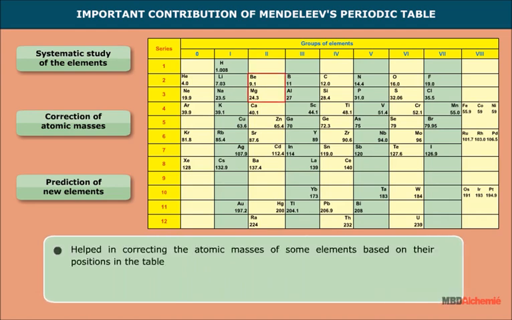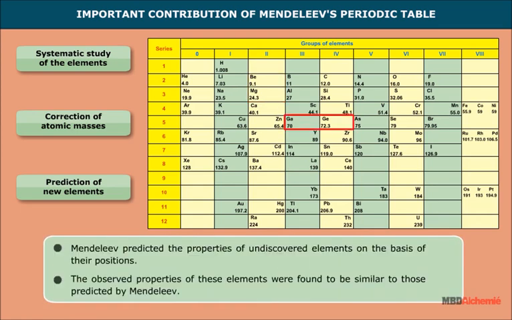Correction of atomic masses. It helped in correcting the atomic masses of some elements based on their positions in the table. Prediction of new elements. Mendeleev predicted the properties of undiscovered elements on the basis of their positions. The observed properties of these elements were found to be similar to those predicted by Mendeleev.